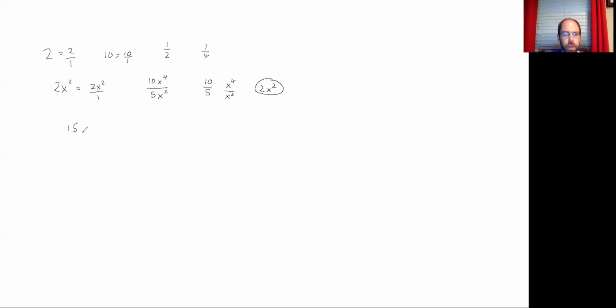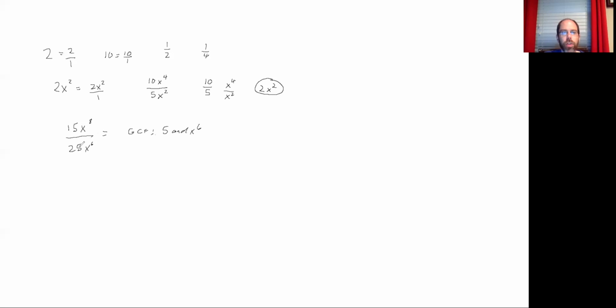Let's say I have 15x to the 8th divided by 25x to the 6th power right here. I'm looking for the greatest common factor of my numbers and my variables. The greatest common factor of 15 and 25 is going to be 5, of course. The greatest common factor of x to the 8th and x to the 6th is going to be x to the 6th. So my greatest common factors are going to be 5 and x to the 6th power right there.